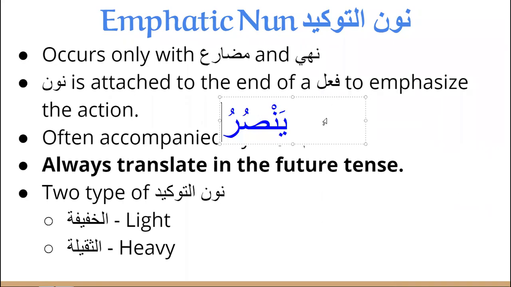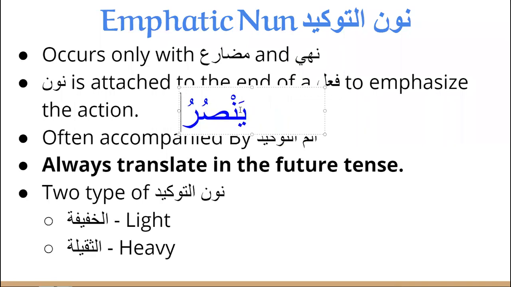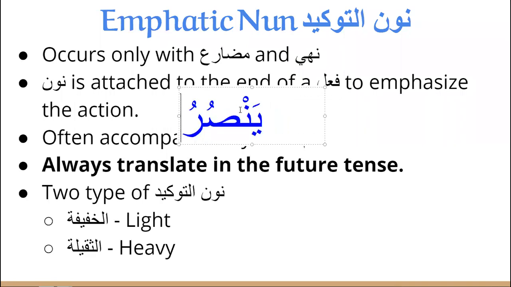Now I can emphasize the act by adding a noon at the end. But the degree of emphasis I can make either one degree or two degrees. It's easy. Just remove the last harakat, and if the last harakat is dhamma, then we change it to fatha.